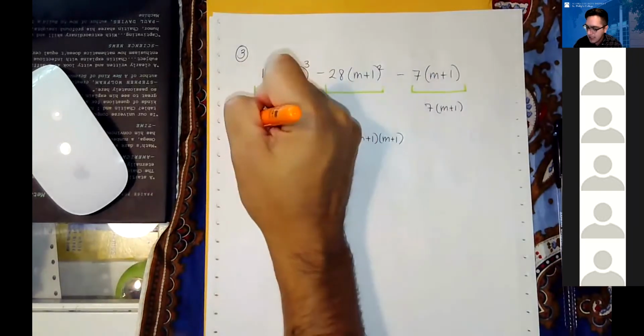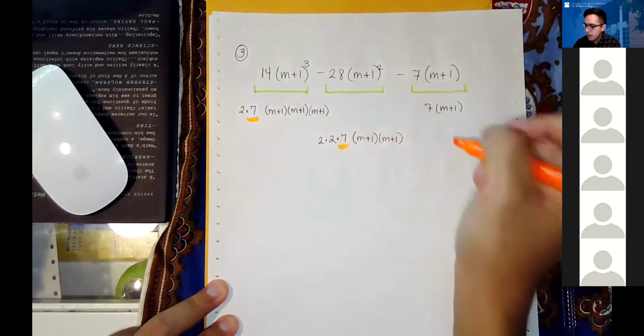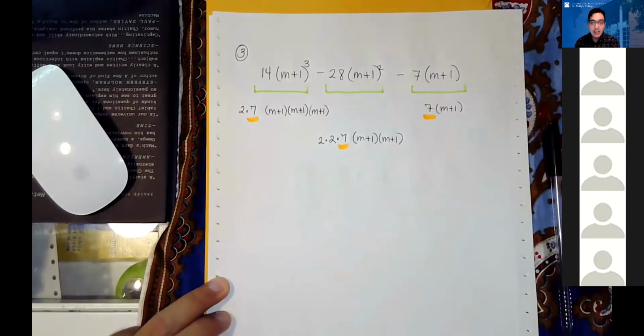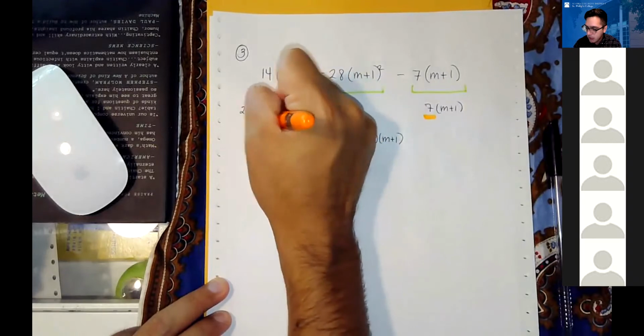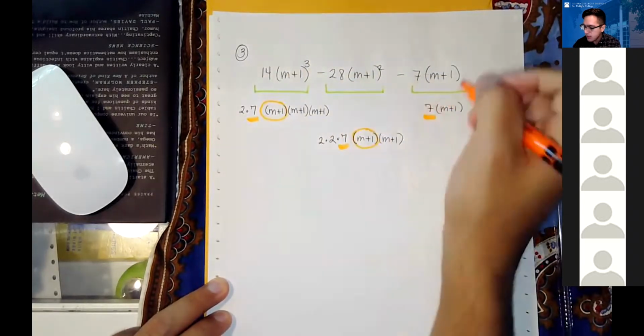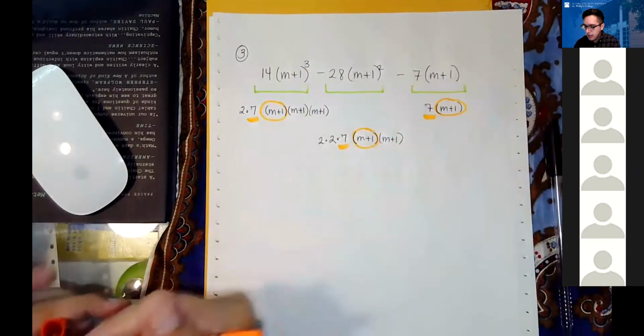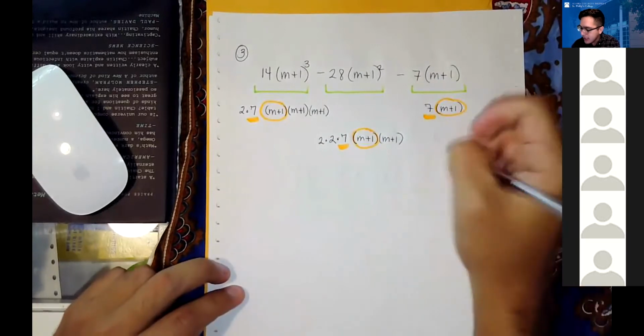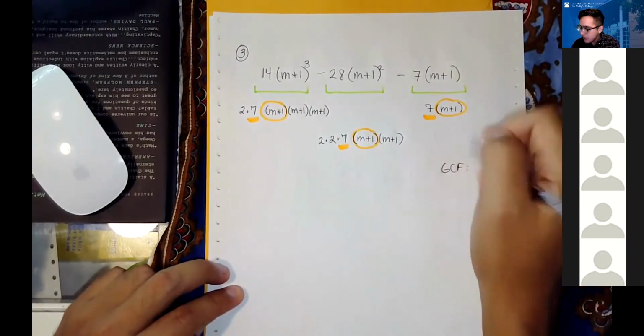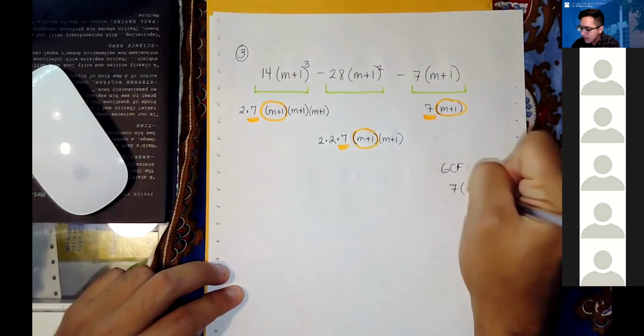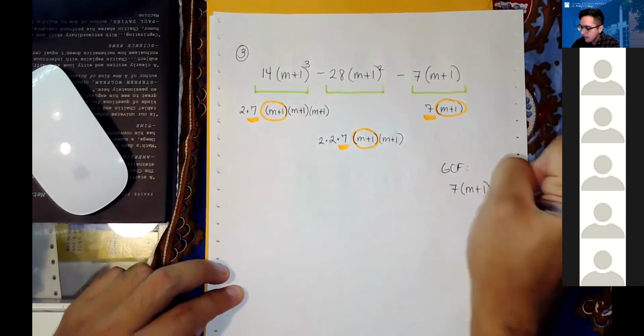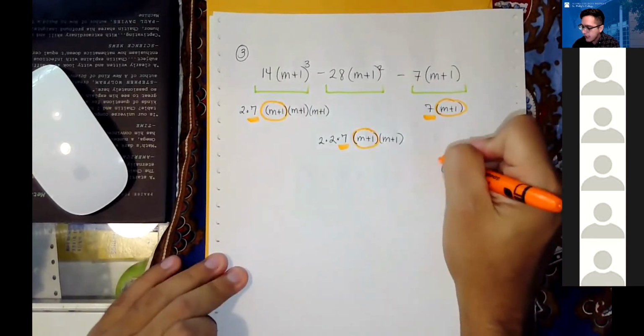Well, each of them has a 7. Not all of them has a 2. And then each of them has this binomial factor of m plus 1. So what that signals to me is that the GCF here should be 7 times m plus 1. That's my GCF.